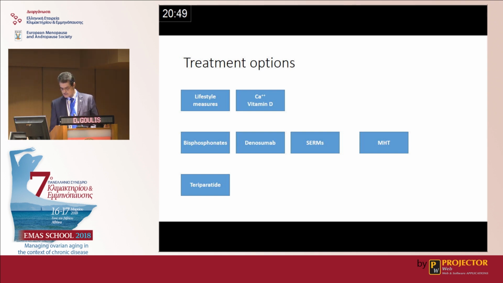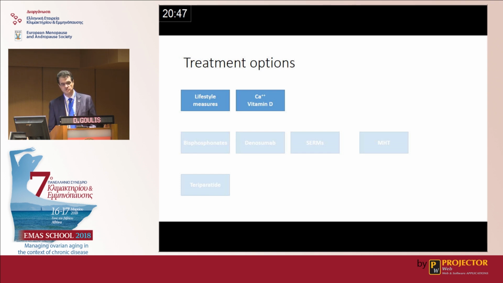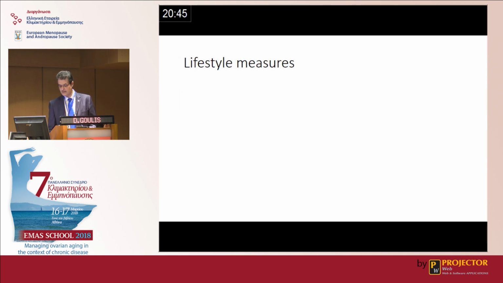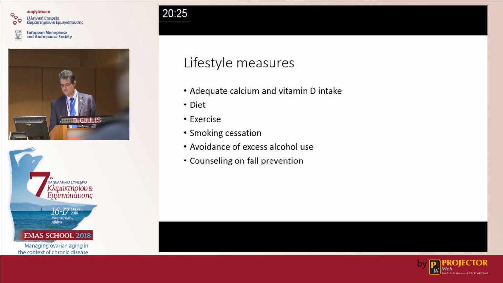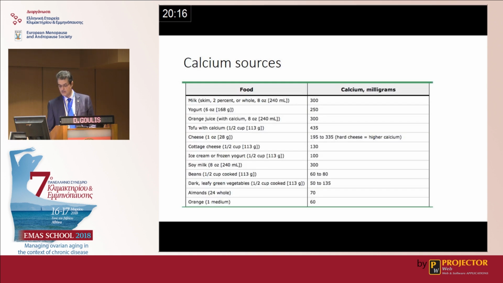Let's start with the first one: lifestyle measures, calcium and vitamin D. Mentioning lifestyle measures, I have some couples in mind. The first couple is calcium and vitamin D. The second one is diet and exercise. The third one is smoking cessation and avoidance of excess alcohol use. And the fourth couple is counseling on falls prevention. And of course, if it's possible, avoiding drugs that increase bone loss.